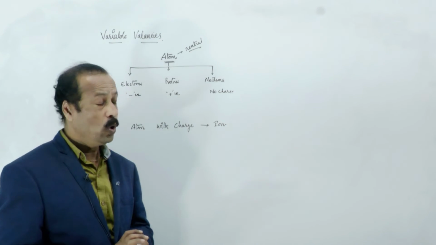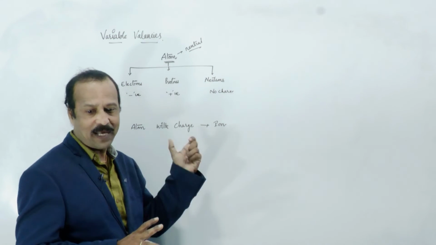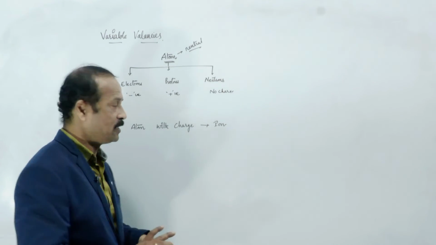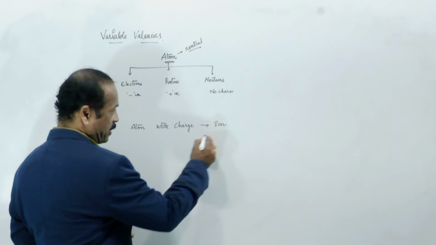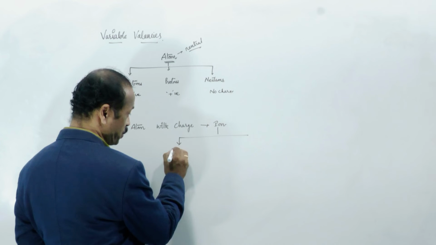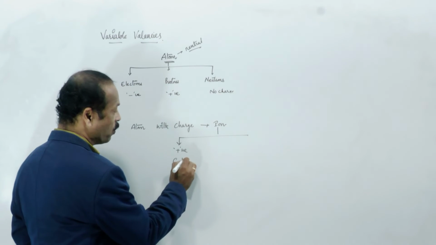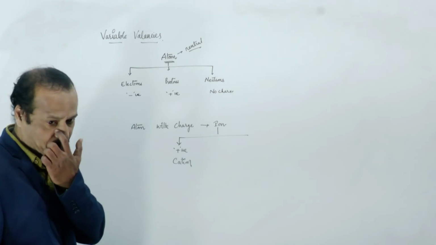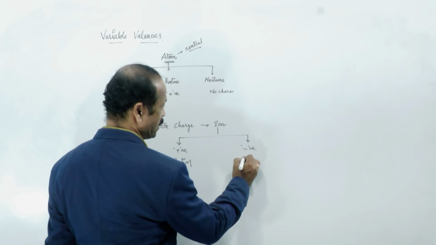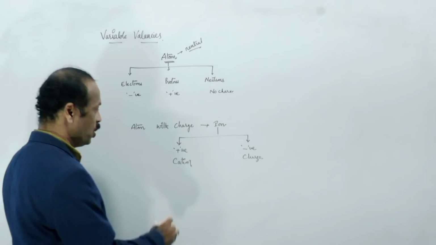Right? So, but which charge here? Charges are 2 types. Just now I told you. Plus and minus. So, if atom consists of positive charge, then that is called cation. What it is called? Cation. Okay. And atom which consists of negative charge is called anion. What it's called? Anion. Okay.